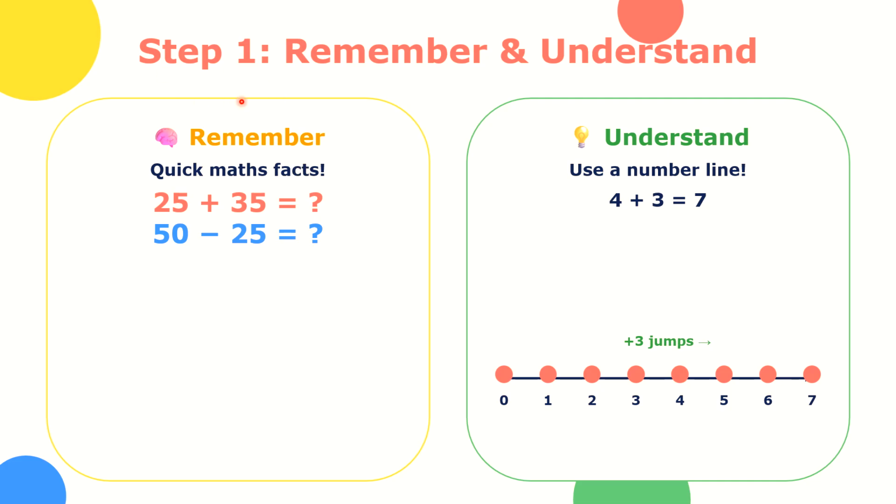Step 1 is to remember and to understand. To remember quick math facts such as 25 plus 35 equals 60. 50 minus 25 equals 25. Then, to understand using a number line, 4 plus 3, 1, 2, 3 equals 7.